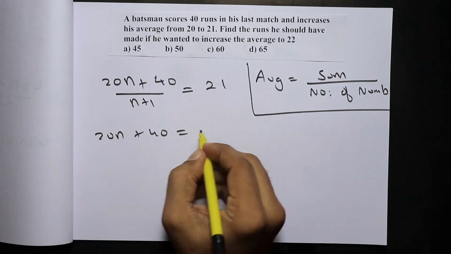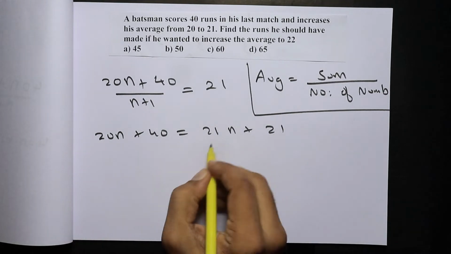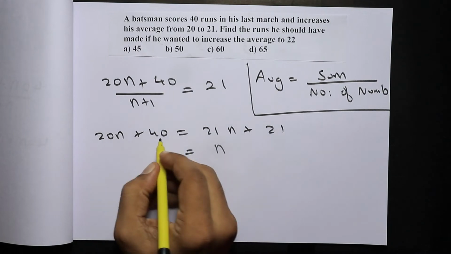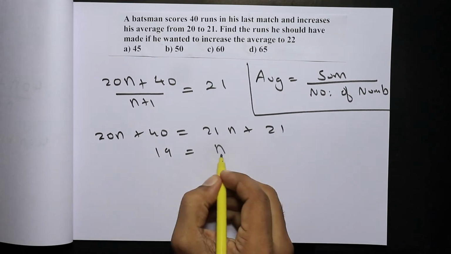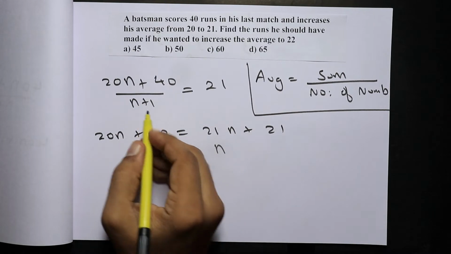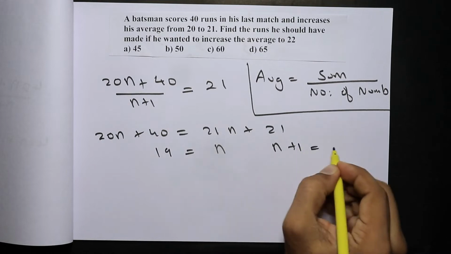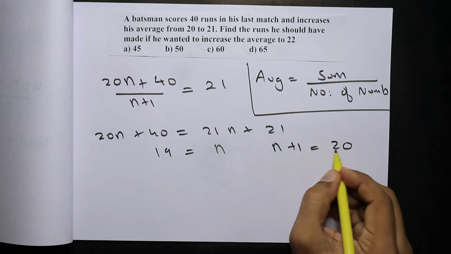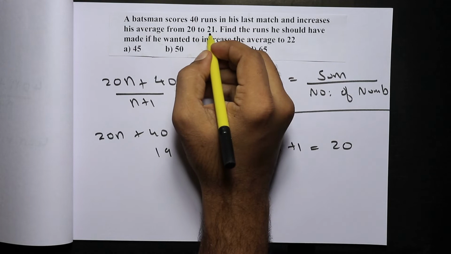I'll bring n plus 1 to this side, so 21n plus 21. I'll bring 20n to this side, so 21n minus 20n, you will get n. That is equal to 40 minus 21, that is 19. So initially he has played n matches, and in his last match, that is the n plus first match, he made 40. So the total number of matches that he has played, n plus 1, is now 20. So altogether he has played 20 matches and his average is now 21.